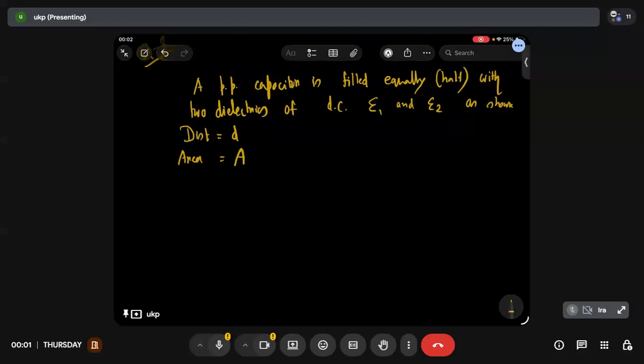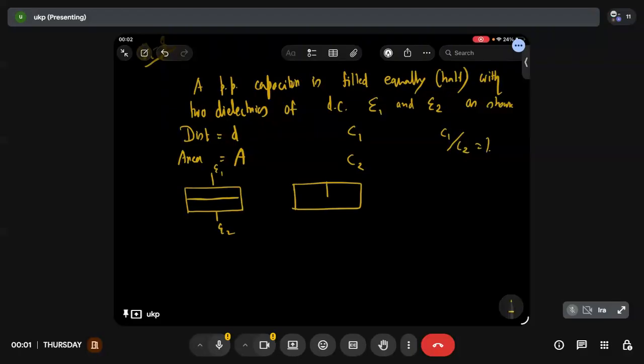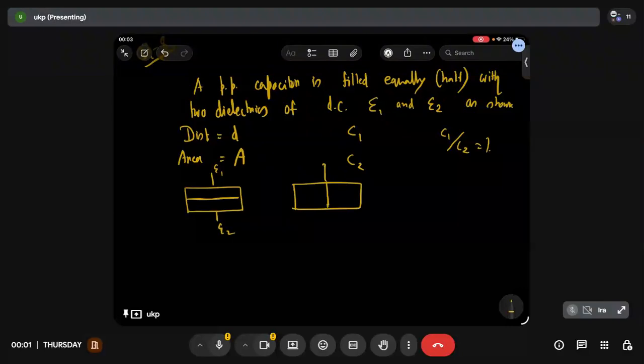It is given that first case mein there will be two figures I will draw. First case mein capacitance C1, corresponding to the second figure capacitance has been mentioned to be C2, and we have to calculate the ratio of C1 by C2. Okay, good. Chalo, let me draw the two figures. One figure is something like this. एक figure है ना दोस्त? Let me draw the figure completely first. This is one terminal, this is another terminal.